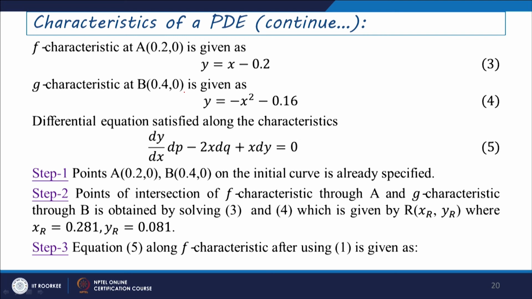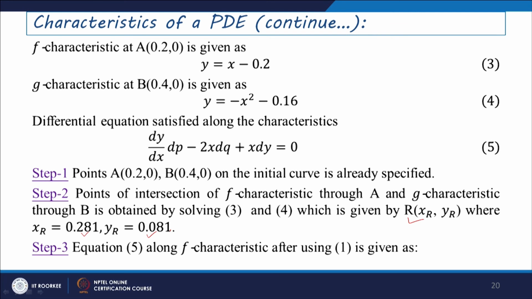So, if you just follow the steps, points a as (0.2, 0) and b as (0.4, 0) on the initial curve are already specified, and the point of intersection of the f characteristic through point a and the g characteristic through b is obtained by solving equations 3 and 4 here, which gives the r coordinate as xr, yr, where xr equals to 0.281 and yr as 0.081 here.